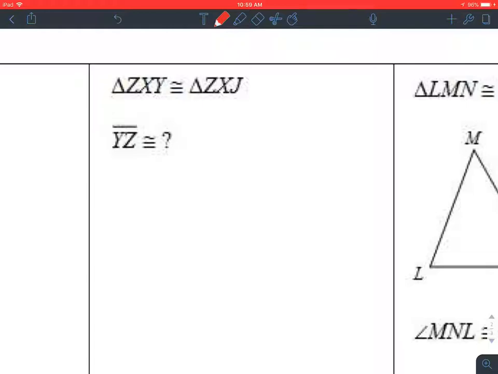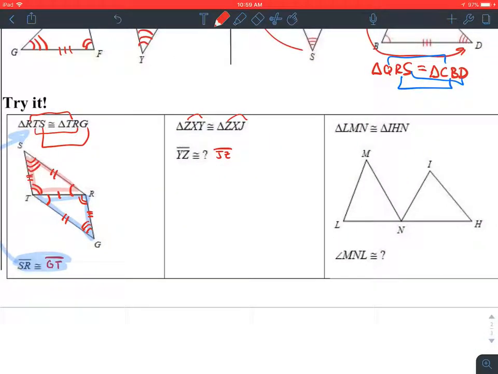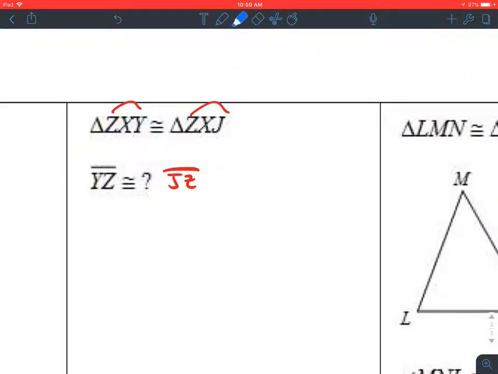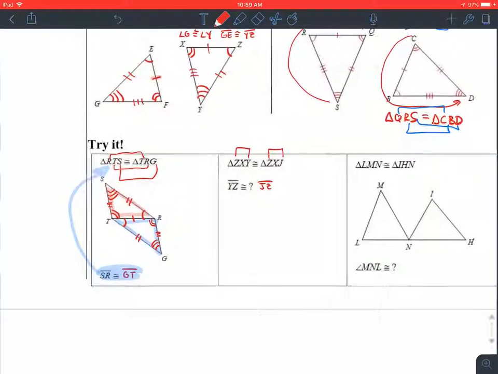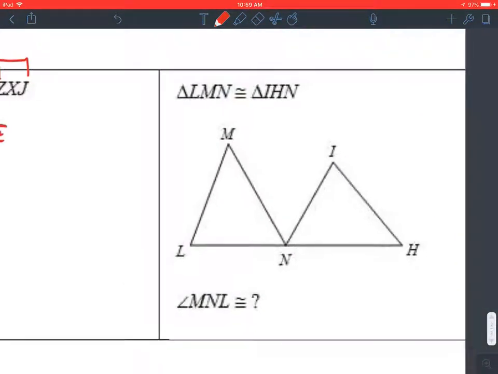Segment YZ is congruent to which of the sides? Once again, YZ are the outside letters. So segment JZ is going to be congruent to it. By the way, these little marks I'm making up here, those aren't special marks. I'm just identifying which letters we're talking about. Last one.